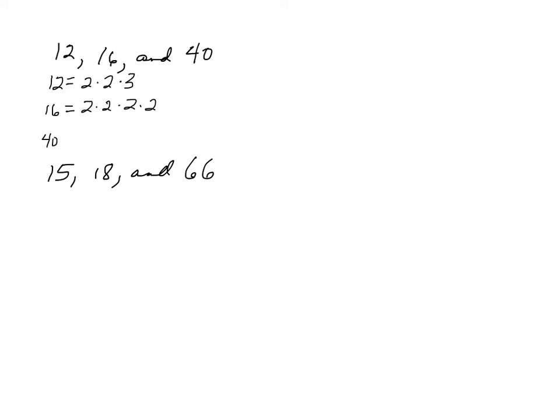40 is 2 times 2 times 2 times 5. So the GCF is going to be what? Each one of them has 2 factors of 2. They don't have anything else in common. But what's 2 times 2? 4, which is what I initially said. Sometimes you can look at it and tell.